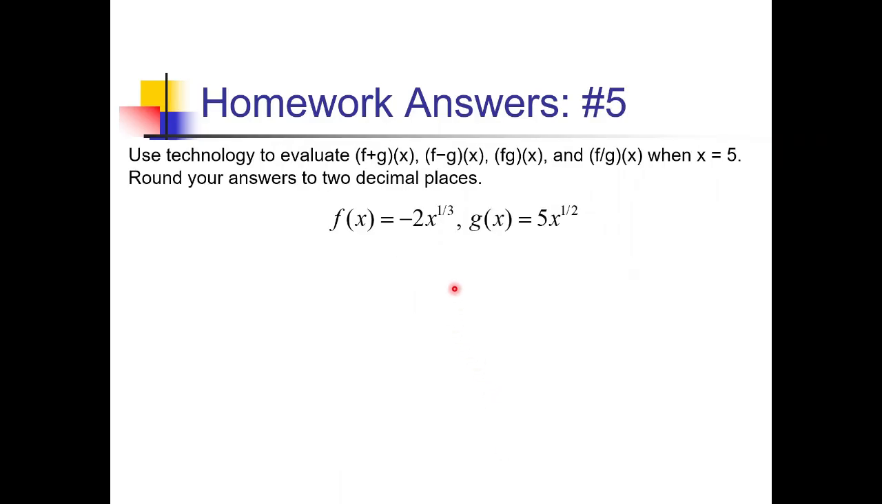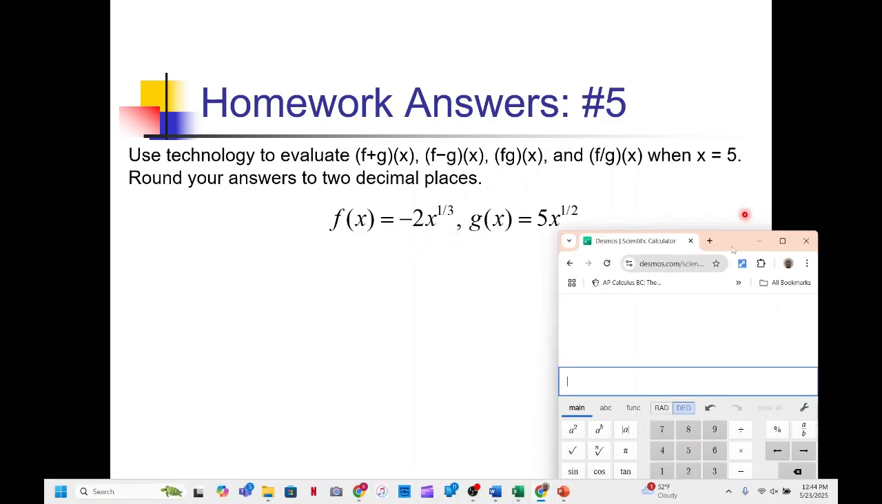For this problem, they want us to use technology to do all the function operations on the f and the g given here around the x value of 5. So let me go to Desmos and enter these in. All right, so we've got f of x equals negative 2x exponent, and then we've got 1/3 for that power. Let's do another one. We've got g of x equals 5x to the 1/2. And now let me do f and g with 5 plugged in, adding, subtracting, multiplying, and dividing those.